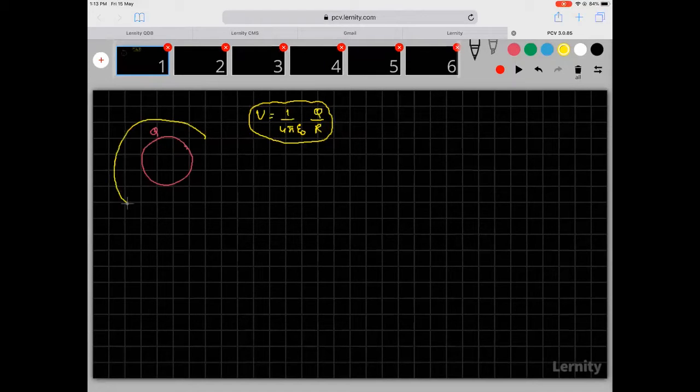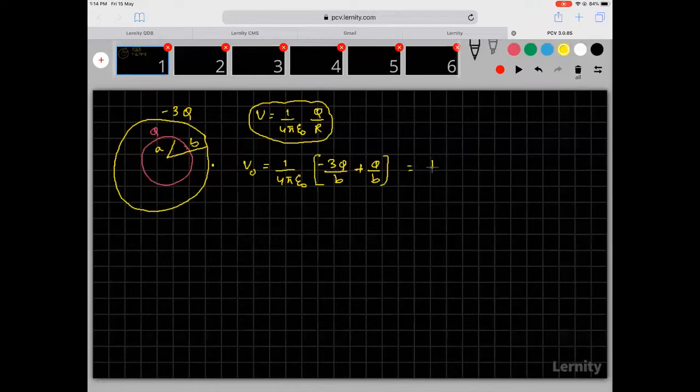There is another concentric sphere here which has a charge, let us say, minus 3Q. Now what is the potential of each of these spheres? Suppose this has a radius A and this has a radius B. The potential of the outer sphere, V outer, will become equal to 1 by 4 pi epsilon naught, minus 3Q by B plus Q by B. So this is equal to 1 by 4 pi epsilon naught, minus 2Q by B.